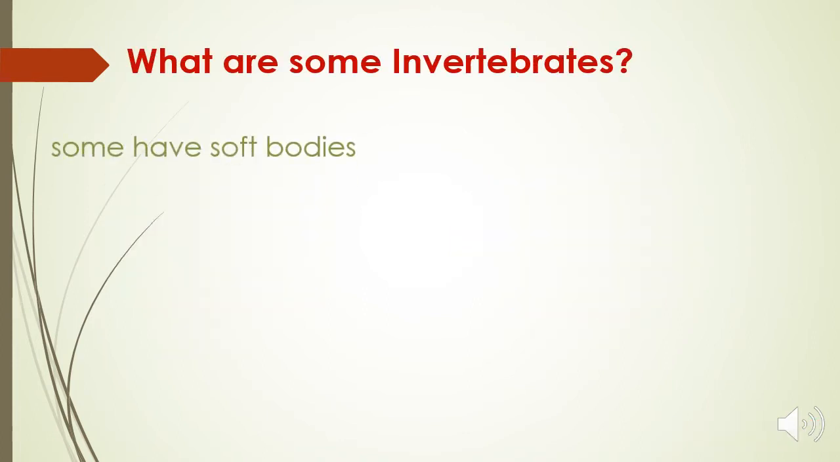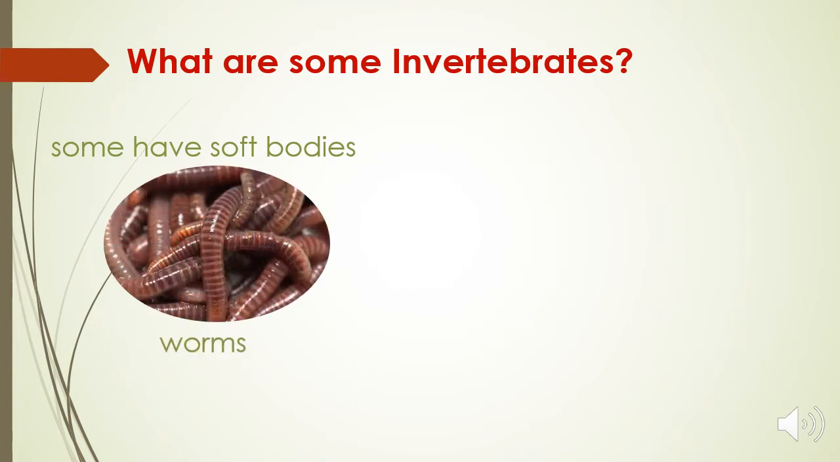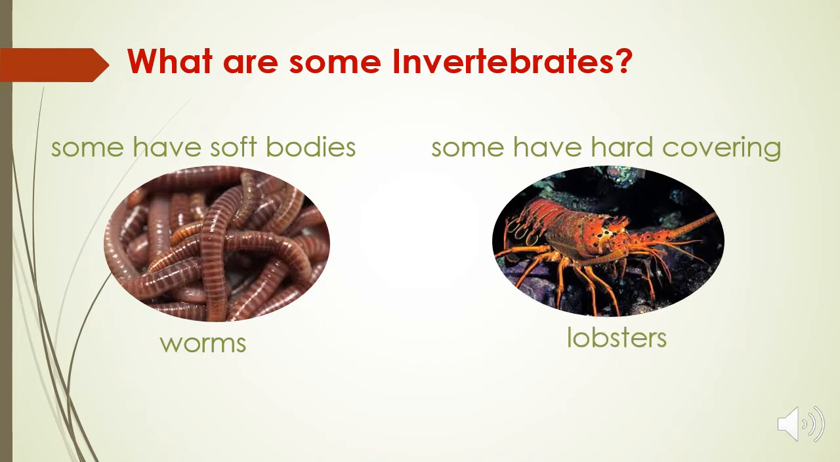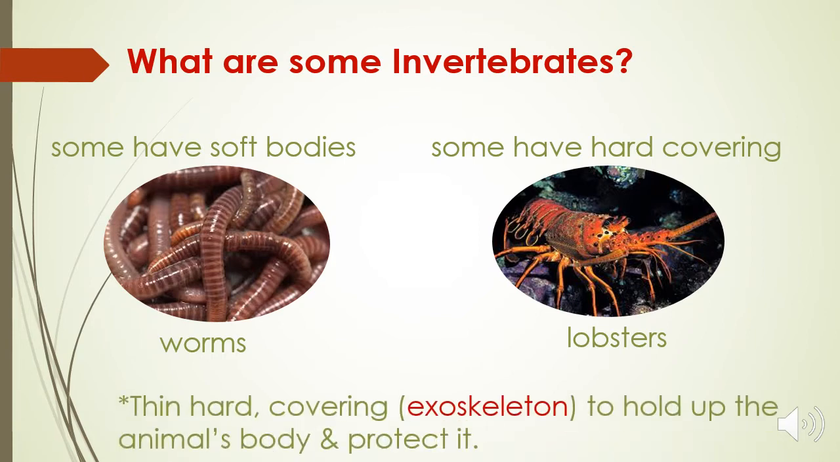Some have soft bodies, like the worms. Some have hard covering, like the lobsters. What is the meaning of hard covering? This thin hard covering, we call it exoskeleton. It covers some invertebrates' bodies, to hold up the animal's body and to protect it. So some kinds of invertebrates are covered with a thin hard covering. It's called exoskeleton.